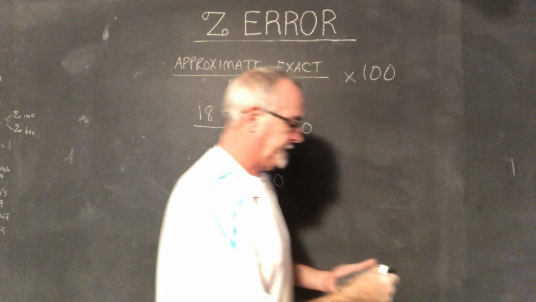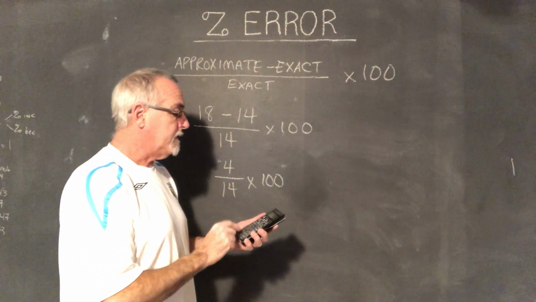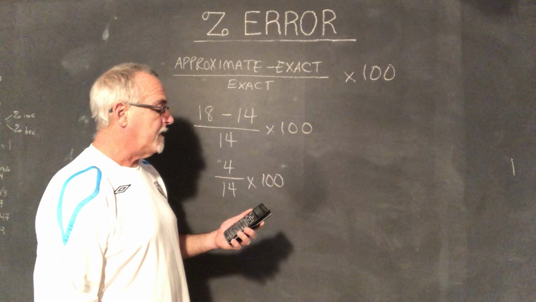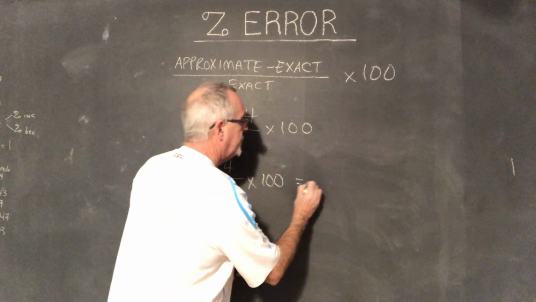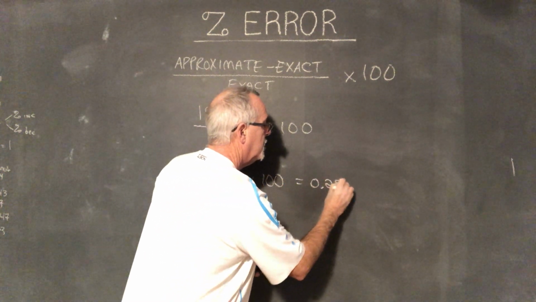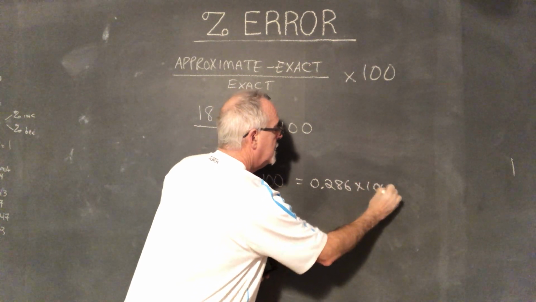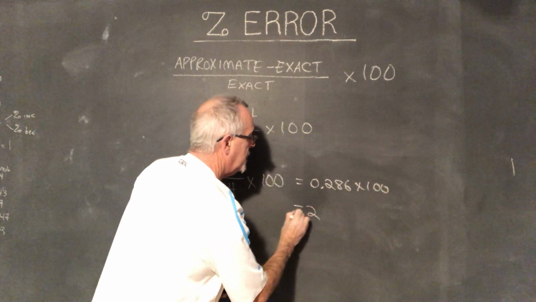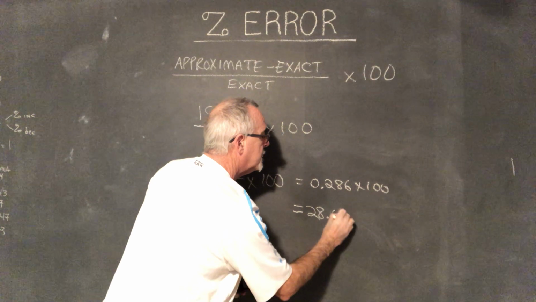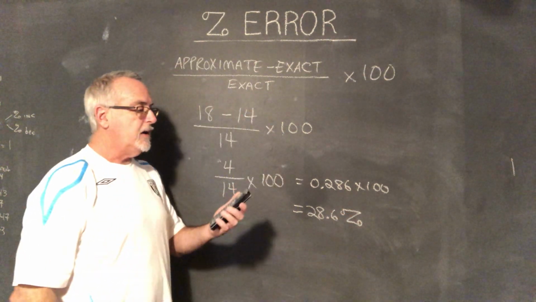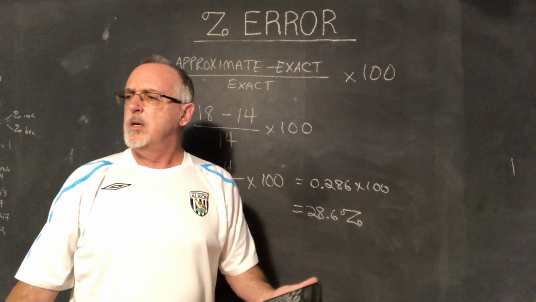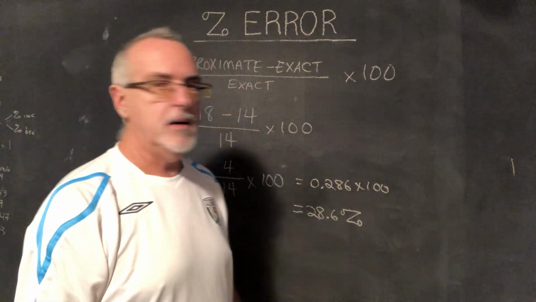And 4 divided by 14 is 0.2857, so that's 0.286. Times 100, which is a 28.6% error. And we only have 1 color left, which is the white rhombuses. I'm starting to get mixed up.